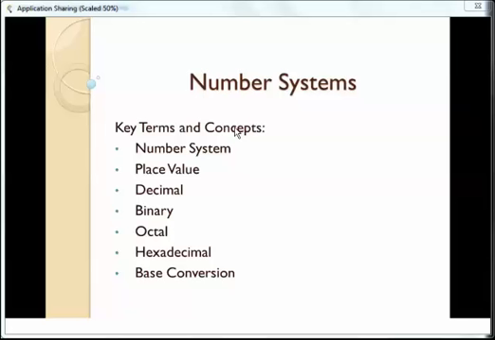So some key terms and concepts will be the number system itself, place value, the decimal number system, binary number system, octal number system, hexadecimal number system, and then of course base conversion, so we can go between the various number systems. So we're going to investigate number systems and learn how to convert from one system or base to another. A number system uses a set of symbols to refer to a collection of sequential items.